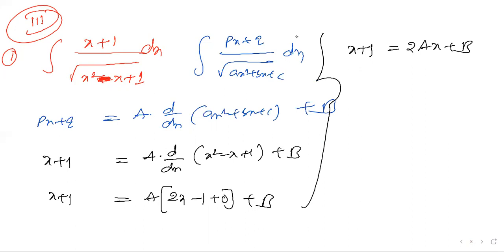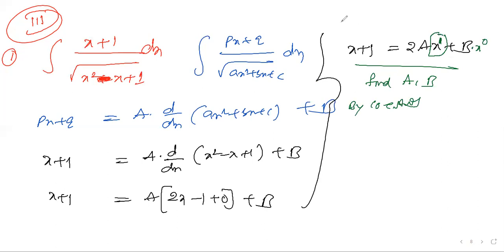Now, next, after writing this, find the constant values a and b by equating coefficients. What is the highest power here? x power 1. And what about the constant? You can take it as x power 0. First compare the x power 1 coefficient. On the right side it is 2a, on the left side it is 1. So 1 is equal to 2a.